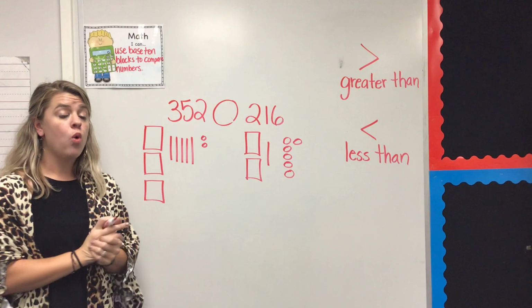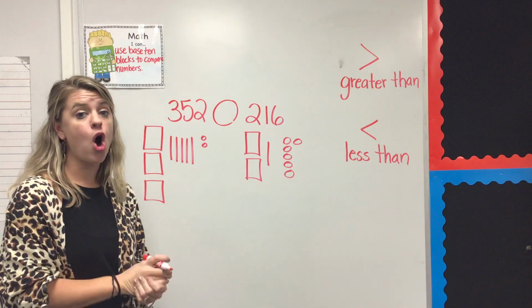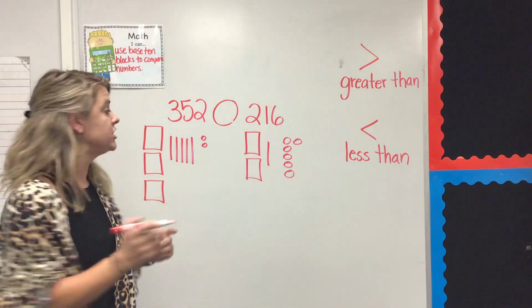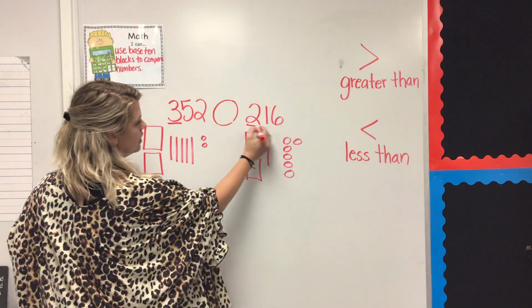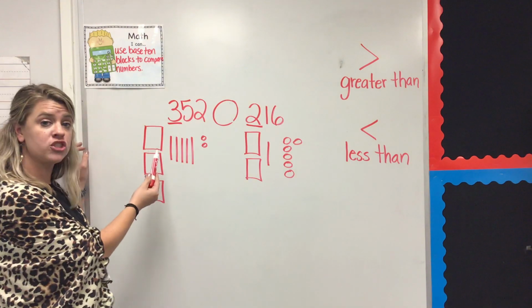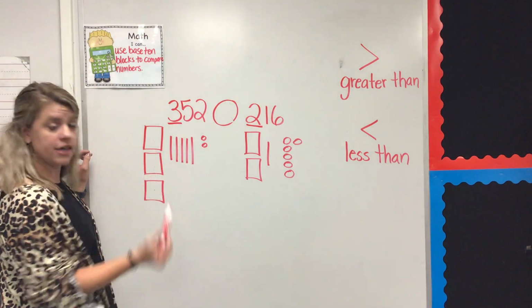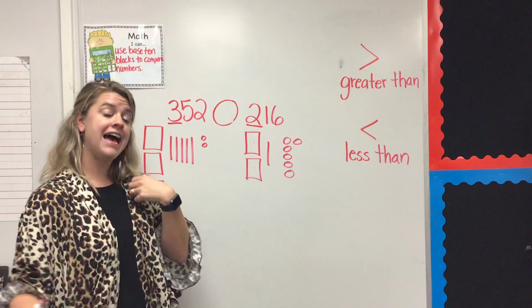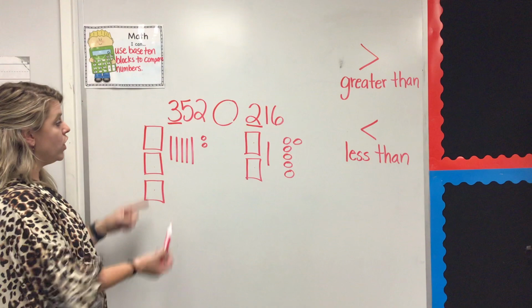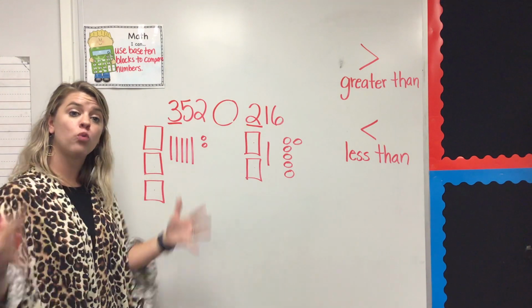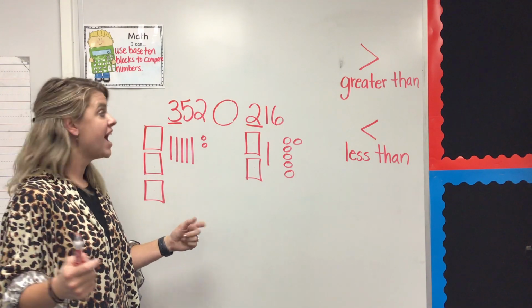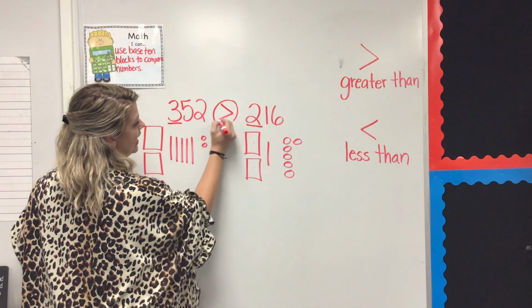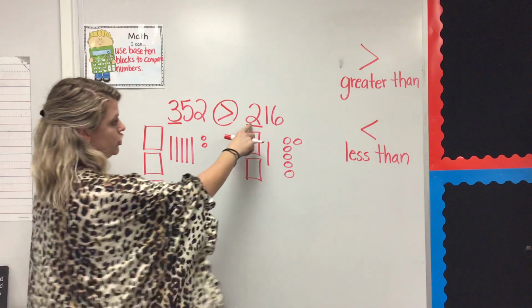Okay, now where did Miss Gates say we were always going to start? Very good. We're always going to start with the hundreds, okay? Now, if I look at my picture, I know that I have 3 hundreds in this number, and I have 2 hundreds in that number. Which one of my hundreds is greater? Very good. 3 hundreds is greater than 2 hundreds.